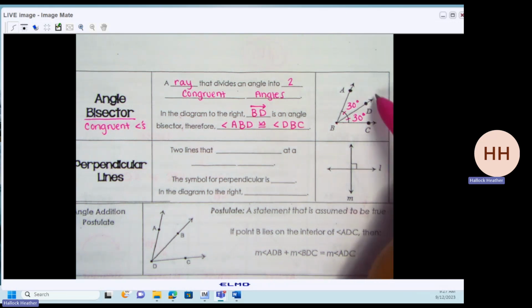I was going to say Pythagorean theorem. That's the postulate we're talking about today, the segment addition postulate. So we're going to take the small pieces inside and we're going to add them to make the big piece.